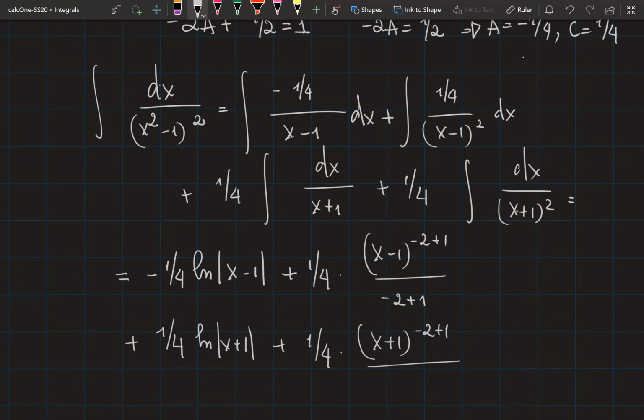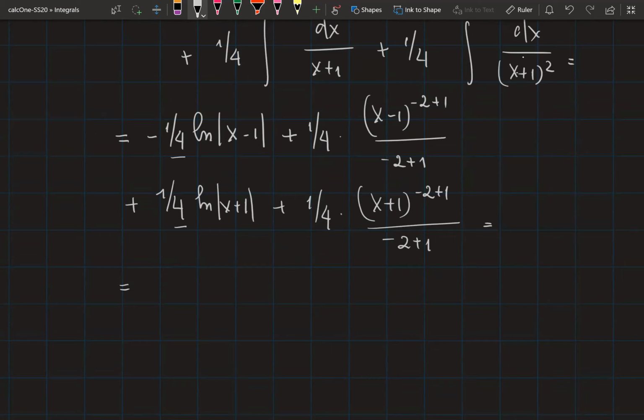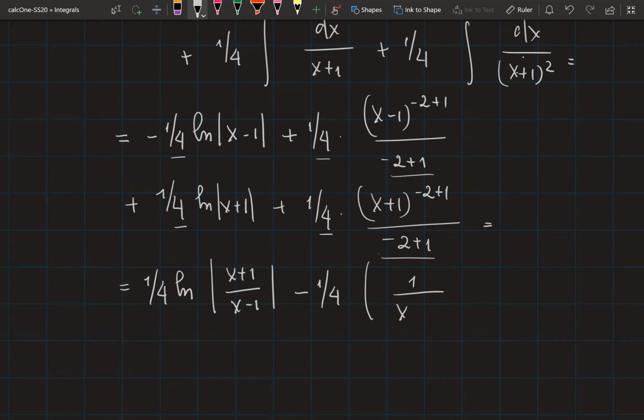So let's simplify everything here. We can take out 1/4 from the logarithm terms, and it is going to be written as ln of (x plus 1) divided by (x minus 1). And we can take out 1/4 with the minus again from the other terms, because minus 2 plus 1 is going to be minus, right? So minus, 1/4 can be taken out from the brackets, and what we have here is 1 over (x minus 1) plus 1 over (x plus 1).